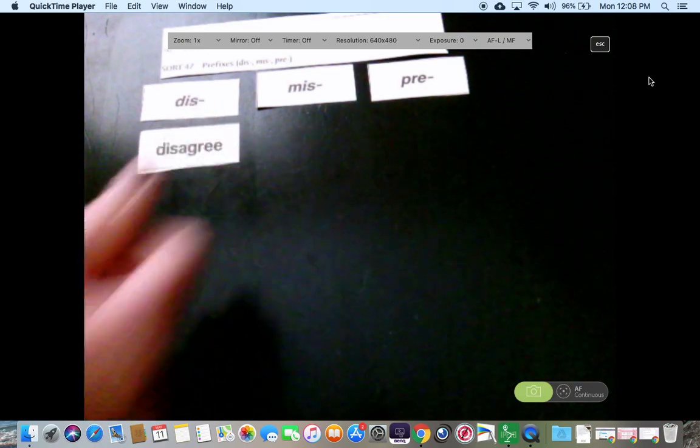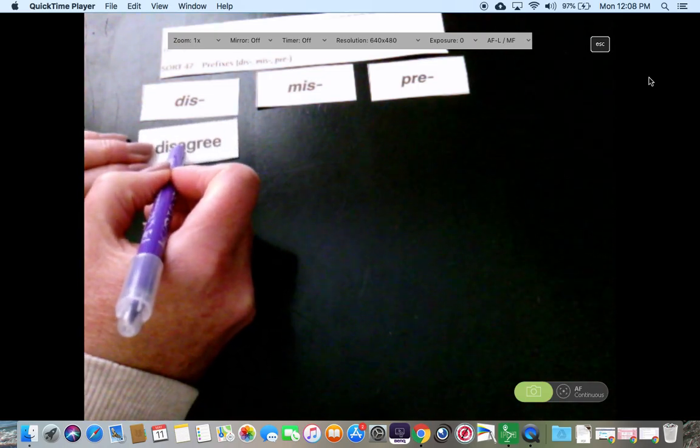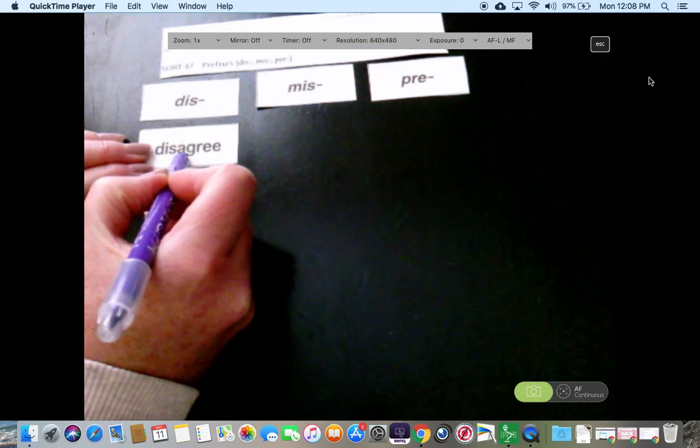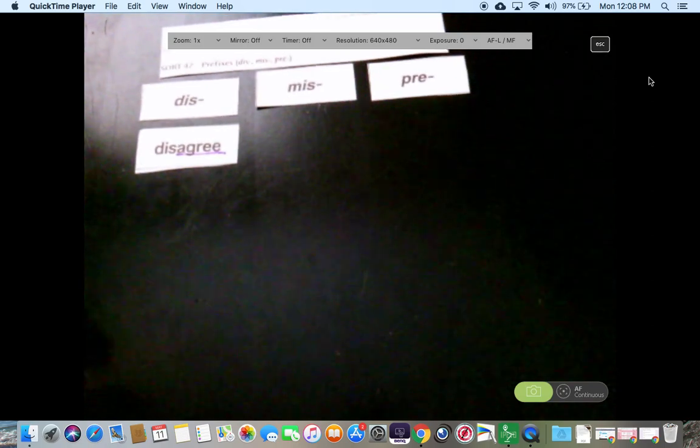So the first word we're going to look at is disagree. Don't cut your words out or anything yet. Right now we're just looking at this lesson. I'm thinking about my base word. My base word is agree. I know what the word agree means.